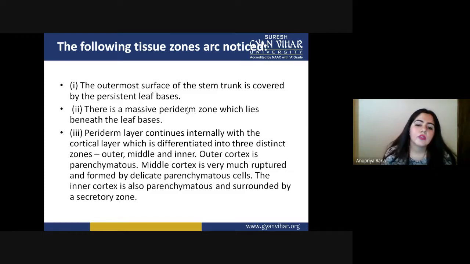So the inner cortex is also parenchymatous and surrounded by a secretory zone. So all three were parenchymatous: outer, middle, and inner, surrounded by a secretory zone. But how are they differentiated? The outer one was pretty tough, as the scientists told. The middle one was pretty delicate, but made up of parenchyma. The inner one is covered by the secretory zone. In this manner, they have three distinct zones.